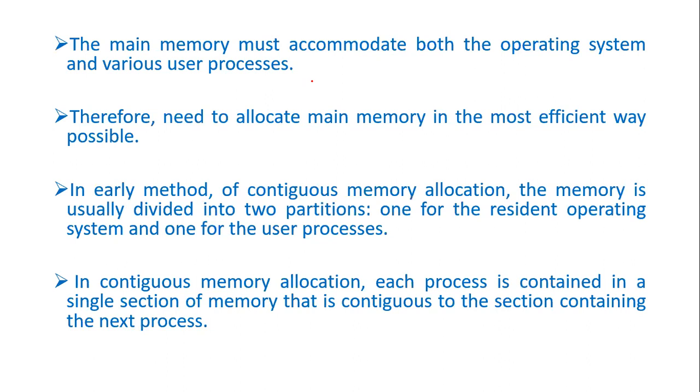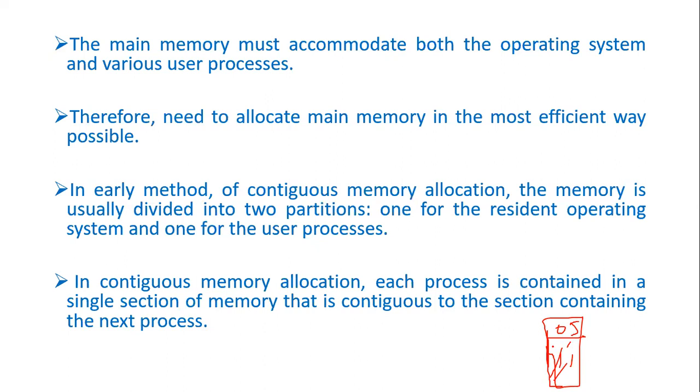The main memory must accommodate both the operating system and the various user processes. Therefore, we need to allocate main memory in the most efficient way possible. In early methods of contiguous memory allocation, the memory is usually divided into two partitions, one for the resident operating system and one for the user processes. For example, we reserve some portion of memory for the operating system and the rest for user processes.